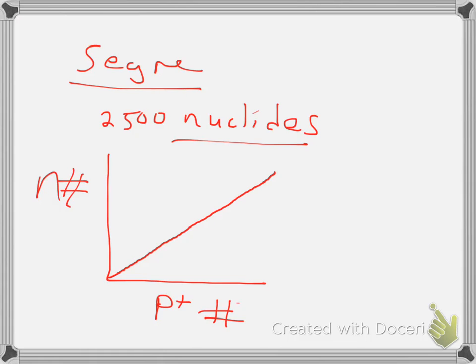But if you really start plotting all of the nuclides, remember that's an atom with a specific number of protons and neutrons, then you start getting something like this. If you plot all 2,500, it ends up curving up away. So why is this? Why do you all of a sudden need more neutrons? Notice that as it goes this way, that means that there's more neutrons than protons in the nucleus of an atom. So, let's think about why.